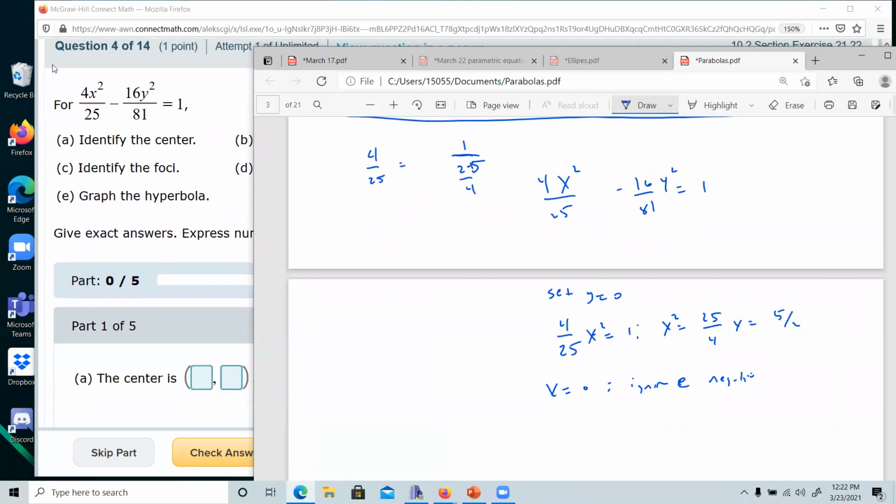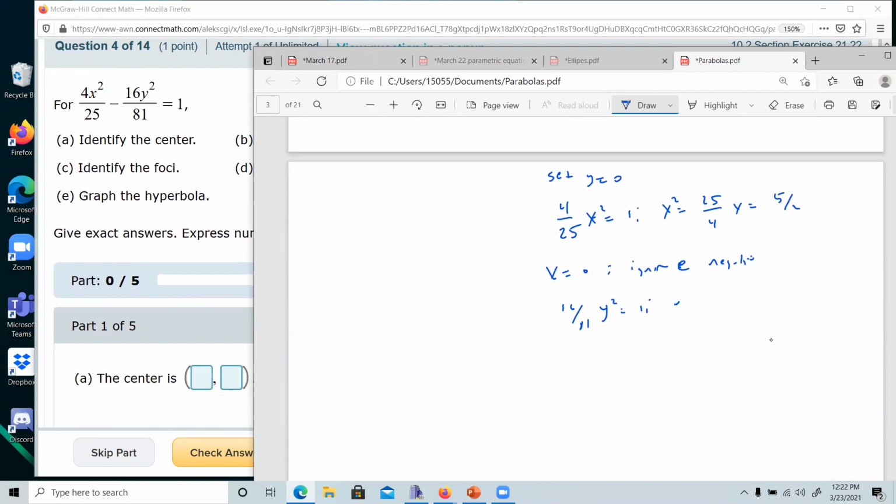Now, it's going to be a little bit tricky when we get to the a squared and b squared. So we have 16 over 81 y squared is equal to 1, y squared is 81/16, and y is equal to plus or minus 9/4. Okay. So we have a 5 halves and a 9/4.